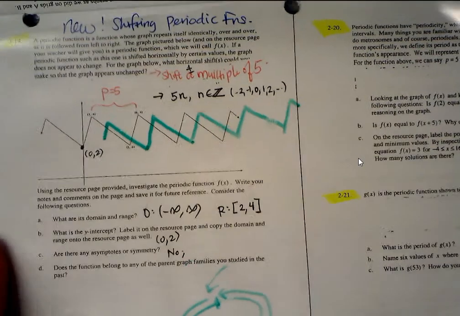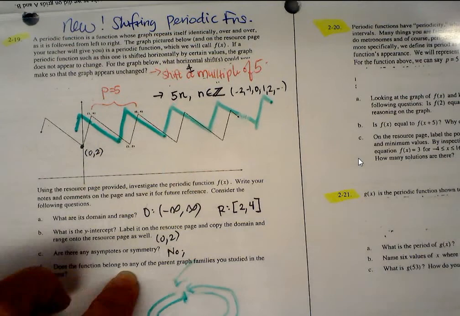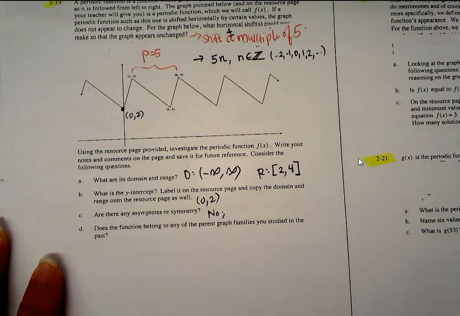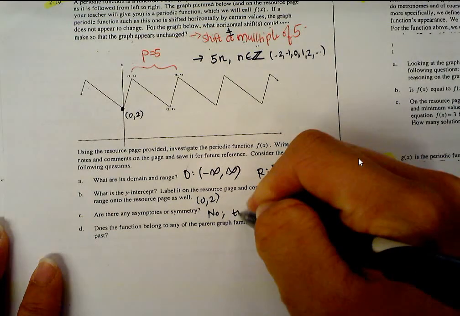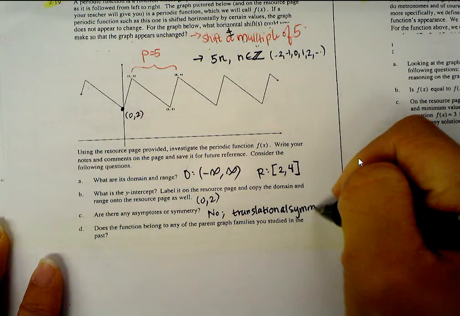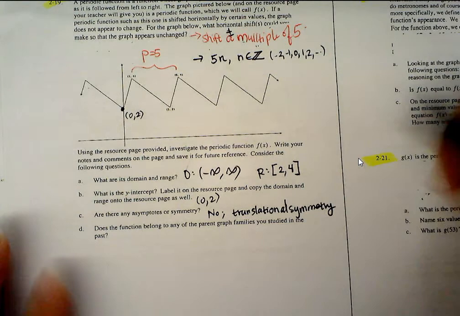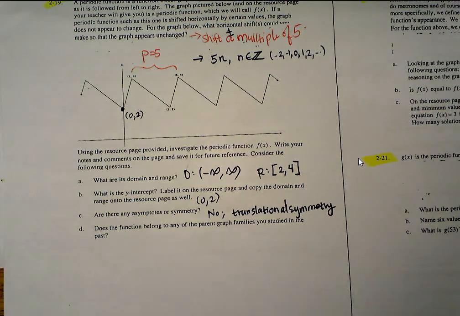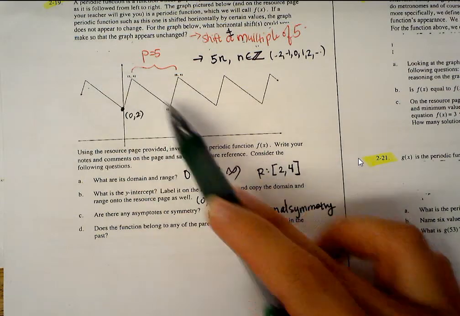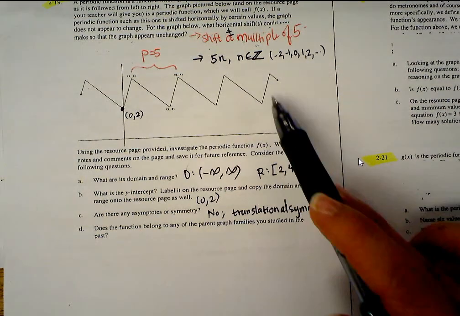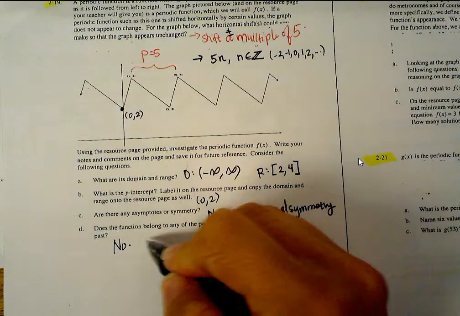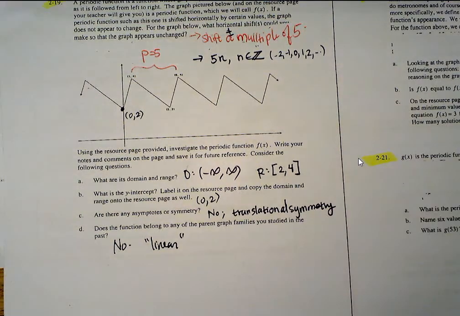So we were talking about the domain and range. So what kind of symmetry do we have? We don't have the typical reflectional symmetry, but we do have translational symmetry. Okay? And I didn't expect you to know that. Ooh, but now you do. Okay, does this function belong to any parent graph families that you studied in the past? Does this look like any parent graph we studied? Nope. If anything, it has pieces of what? Linear, but it's not really. Okay, good to know. This is like a new type of graph, okay?